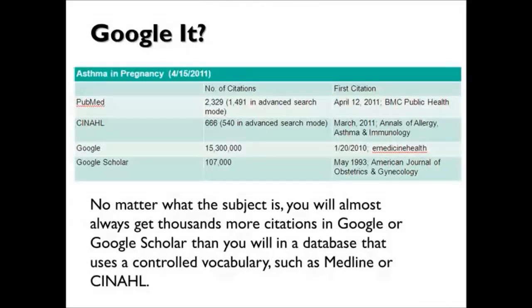Here's just a quick overview of some searches on asthma and pregnancy done in different resources. So the first one is in the PubMed interface to Medline, and the search was run on April 15th, 2011, and the first citation is very current and from a good journal. In CINAHL, you get a much smaller set, but also very current and from a good journal. Google, you get a set of 15,000 and your first hit is from a website.